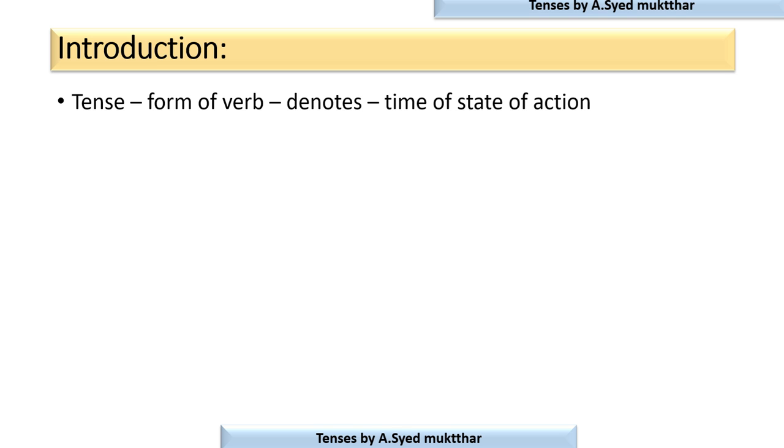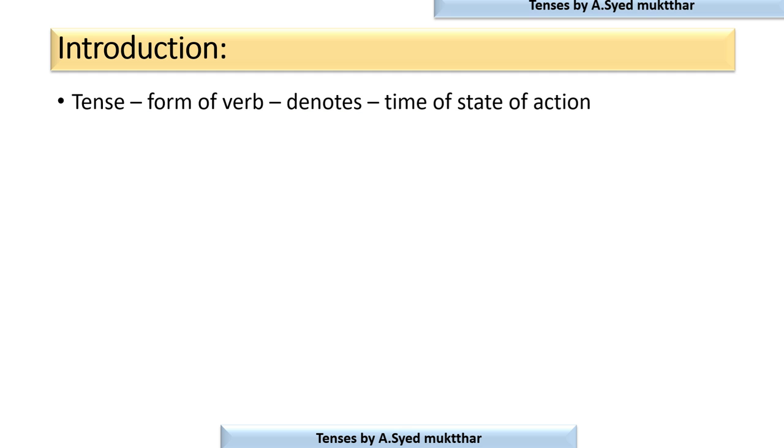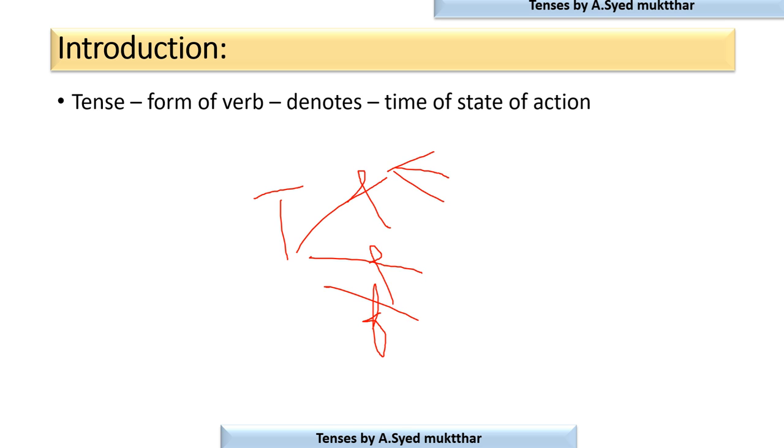So every sentence has a verb. Verb is an action word. So the form of verb which denotes the time or state of action is nothing but a tense. So basically we can classify tense into three types: present, past, and future. Present can be further classified into four types: simple present, present continuous, present perfect, and present perfect continuous.